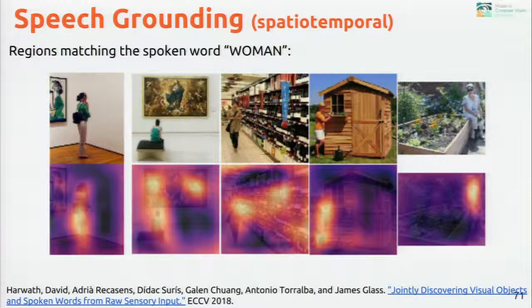So first, these are the results you see in the paper. You will see in these images, when they feed the spoken word woman, they had high activations in these areas, which correspond to the location of the woman. Now let's watch the video.